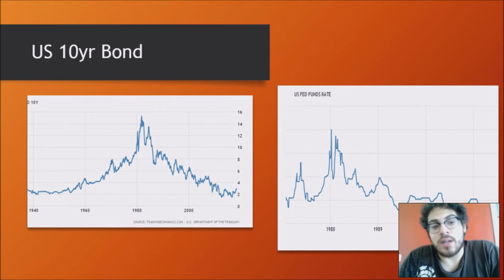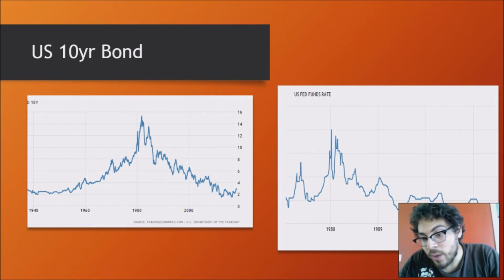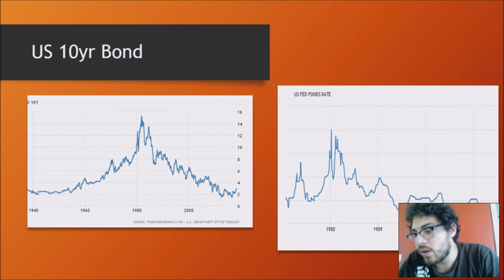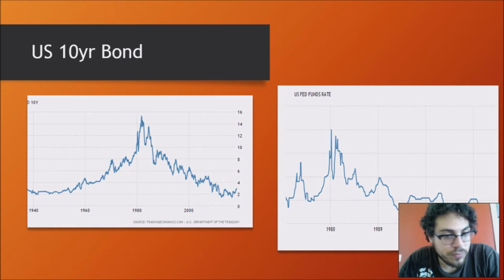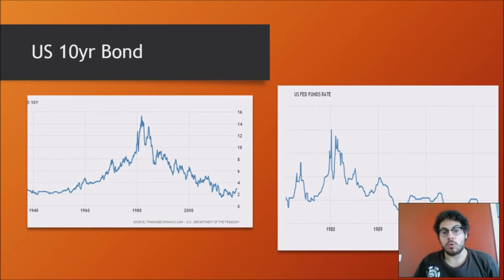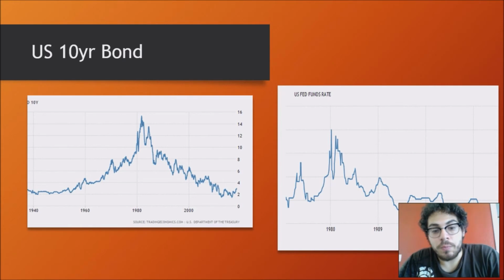Basically, when interest rates are high, the bond yields are high. So even here, there's a direct relationship. 1980, higher bond yields, higher interest rates. 2000s, low interest rates, close to zero. 2007, interest rates the same. As you can see, direct relationship, because when you buy a 10-year bond, it means that the maturity of that bond is 10 years.